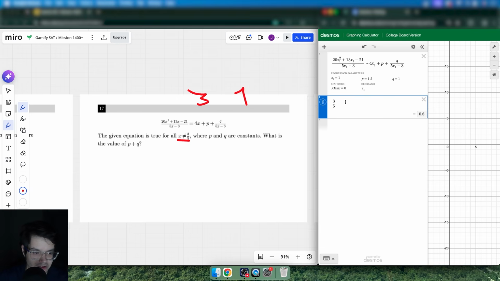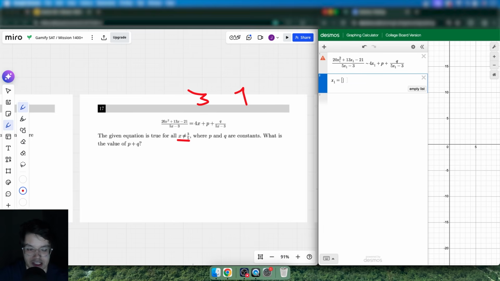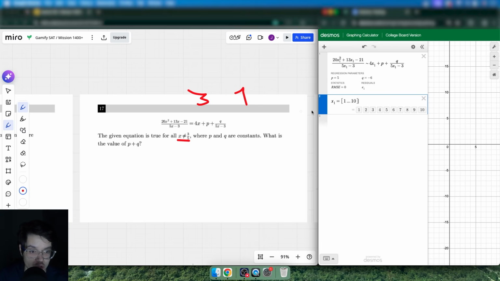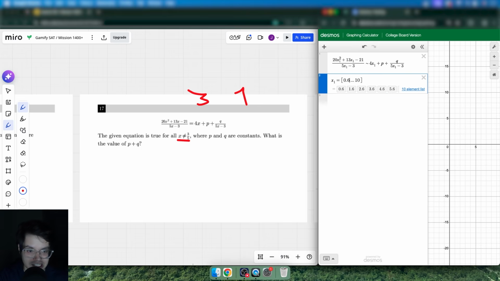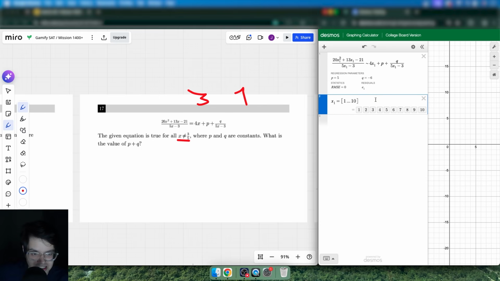3 divided by 5 is 0.6. So I just have to make sure that is not included in the thing I make x equal to. So I can say x1 equals, well, that was 0.6, so I can just say the exact same thing, 1 dot dot 10, because 0.6 is not included within this. If I were to say 0.6, then it breaks the system and now you have an error. So that's what's going to happen if you don't do that. So yeah, 1 dot dot 10, and now we get p and q is equal to things. And so we can just say p plus q, negative 1.